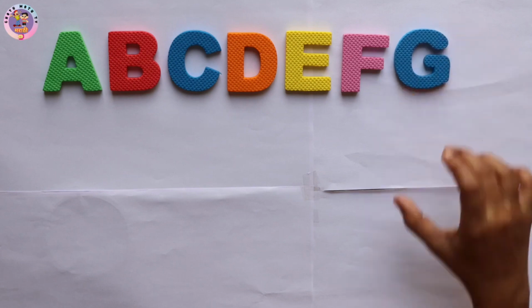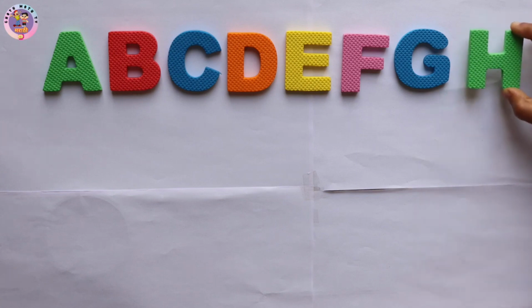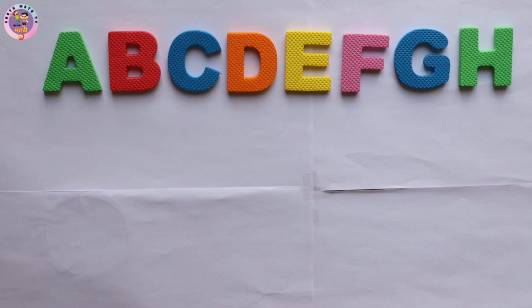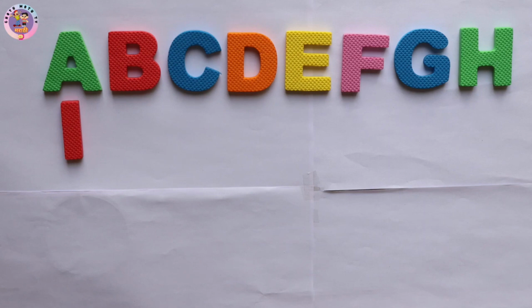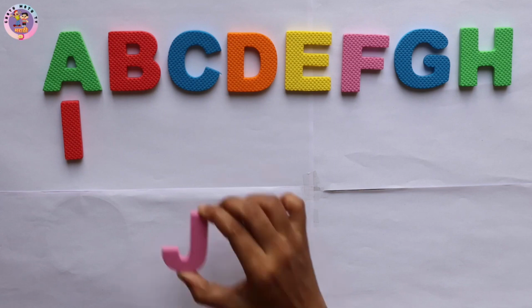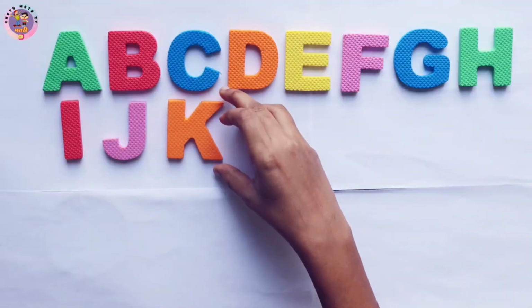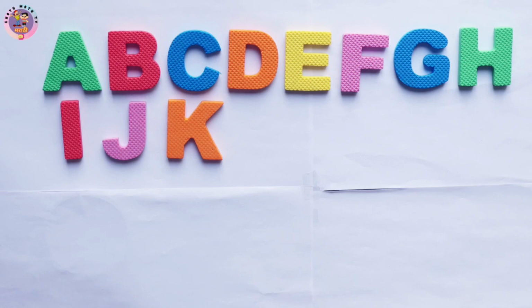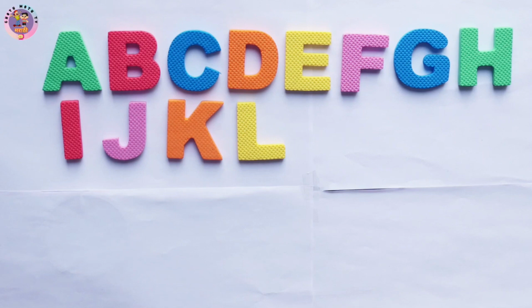G for girl. H for hen. I for ice cream. J for joker. K for kite. L for lion.